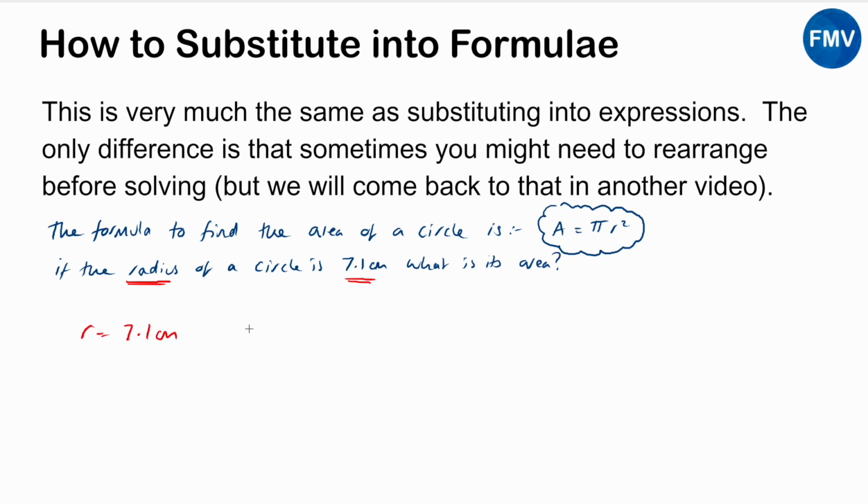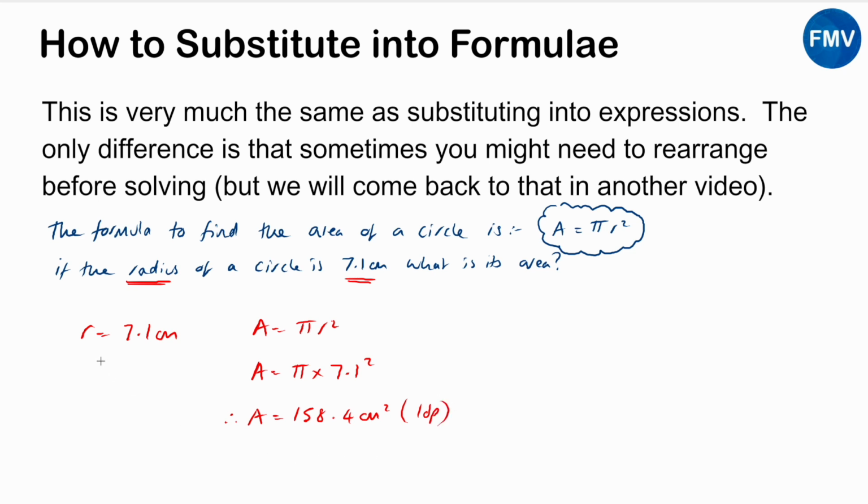So our formula, area equals pi r squared, we've been given just there. All we do is replace the value of r with 7.1. So the area is equal to pi multiplied by 7.1 squared. If you place that into your calculator, pi times 7.1 squared gives you 158.4 centimeters squared, and that is to one decimal place.